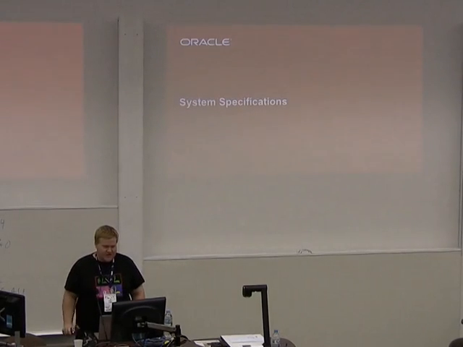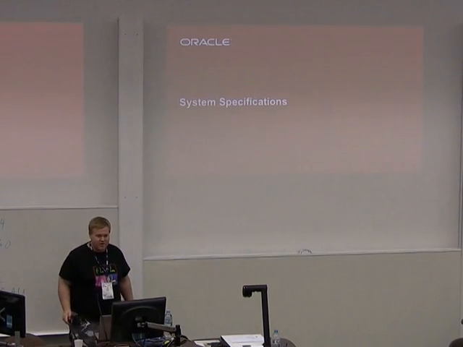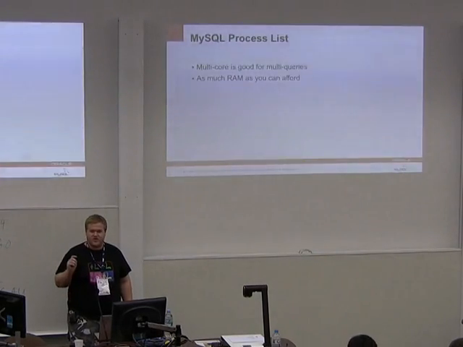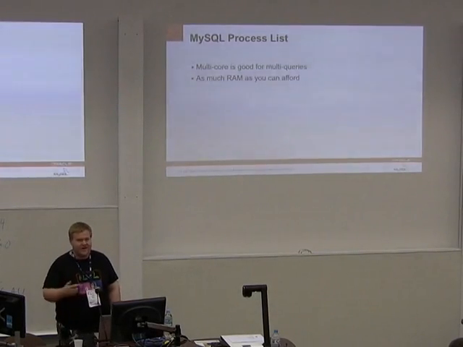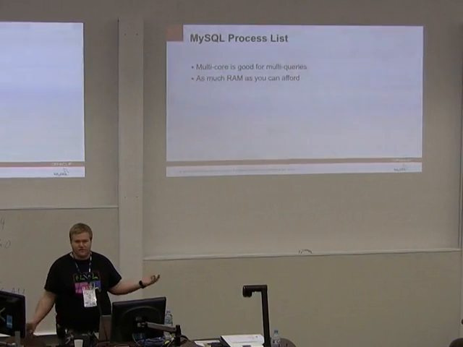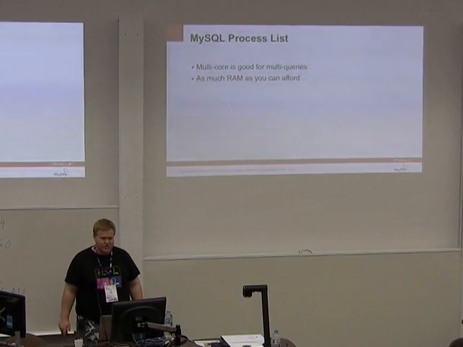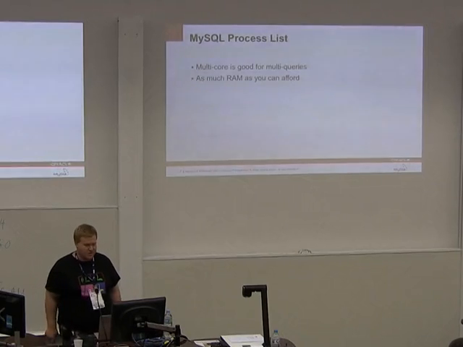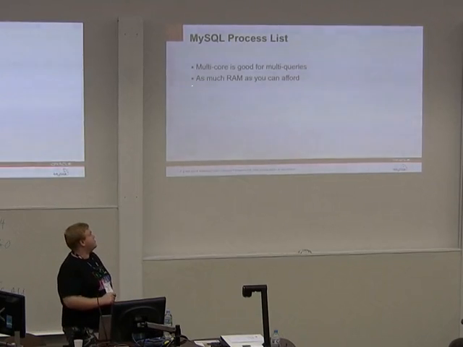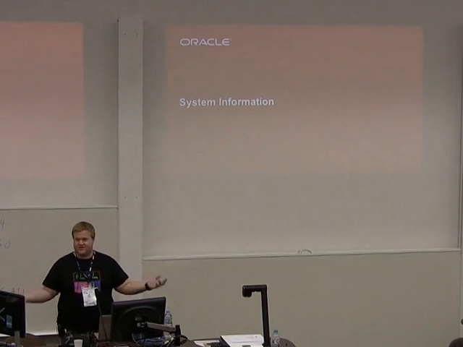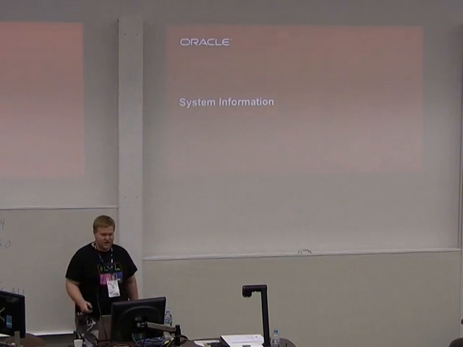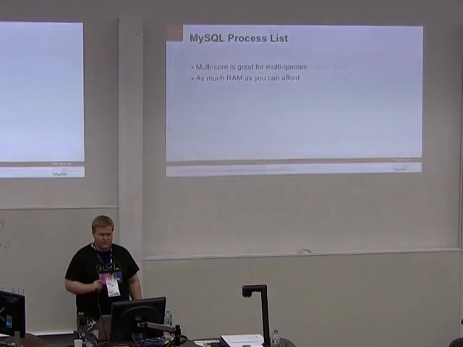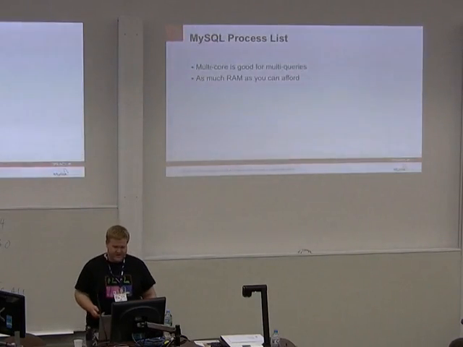A quick talk about system specifications that are ideal for MySQL. Multi-core is good. MySQL 5.5 and 5.6 have now gotten very good at servers with 16, 32 cores. That wasn't the case in earlier versions, so if you saw some problems there, it's a lot better now. And get as much RAM as you can afford. MySQL loves RAM, databases love RAM. RAM is much faster than disks, even SSDs. So SSDs are great, but RAM is faster than SSDs.